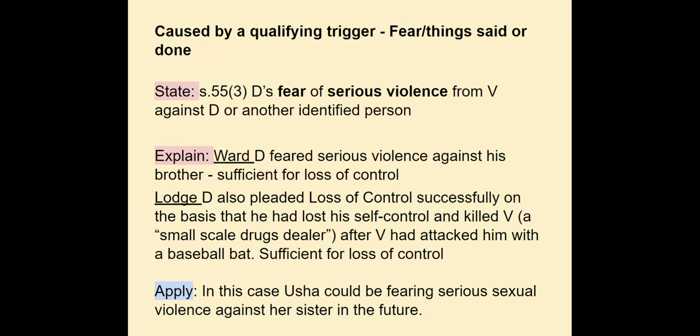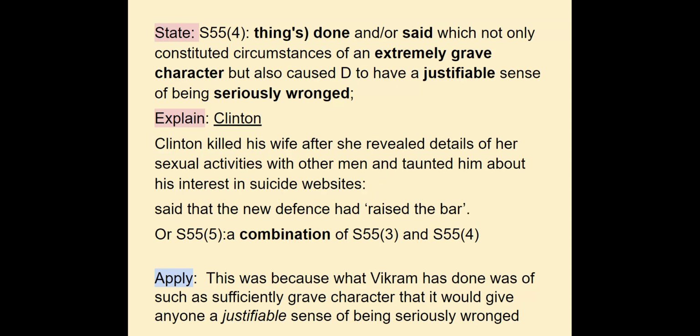We're then going to talk about our qualifying triggers. There are two. Firstly, section 55(3), fear of serious violence from the victim against the defendant or another identified person. You can explain the cases of Ward, where he feared for his brother. Lodge, the defendant pled loss of control successfully on the basis that he lost control and killed the victim after he himself had been attacked. Both of these are acceptable. And you could say that Usha may be fearing for serious sexual violence against her sister in the future.